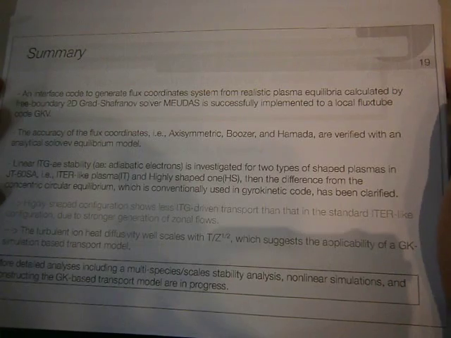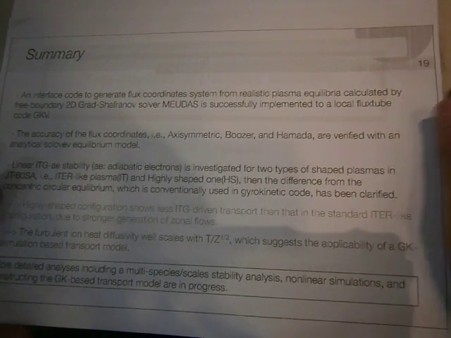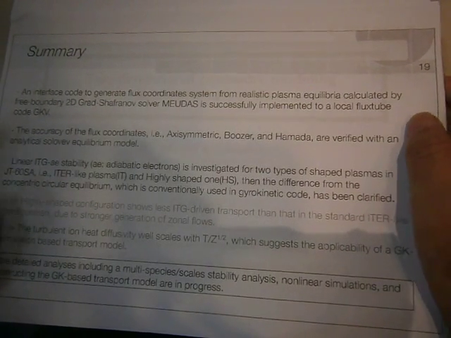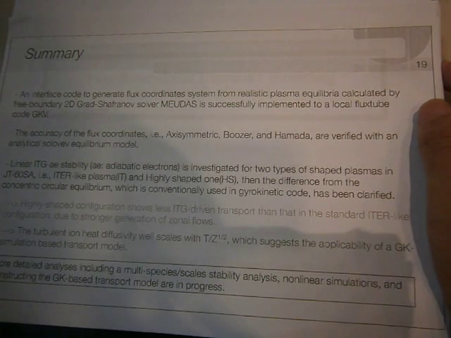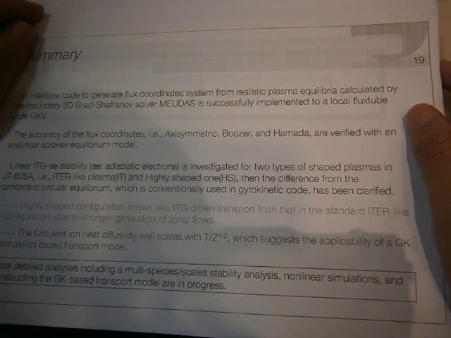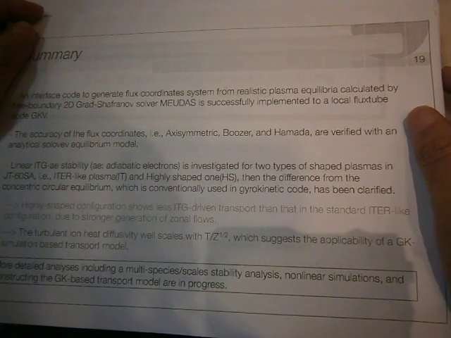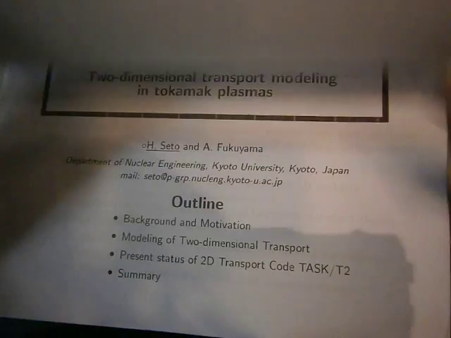The high shape configuration shows the rates deriving transport, and that the standard is alike. All this is due to strong generated zonal flow achieved on the distribution scale. So this is the application of the simulation-based transport model needed for analysis, including multi-spatial scale stability analysis. Non-linear simulations constructing the detail-based transport model are in progress.